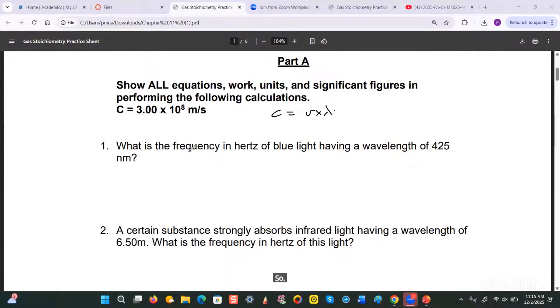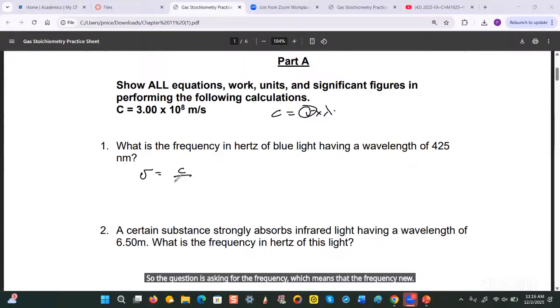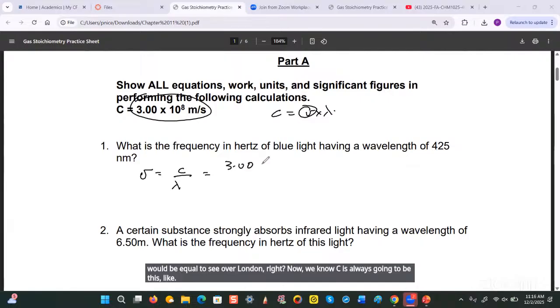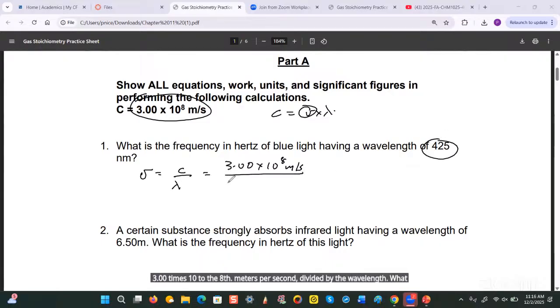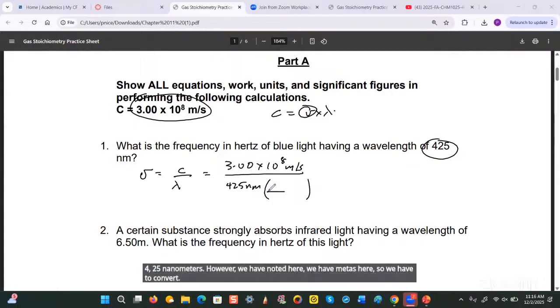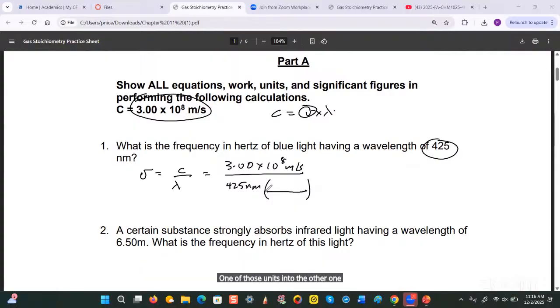So the first question says, what is the frequency in hertz of a blue light having a wavelength of 425 nanometers, all right? So the question is asking for the frequency, which means that the frequency nu would be equal to C over lambda, right? Now we know C is always going to be this value, 3.00 times 10 to the 8 meters per second divided by the wavelength. What's the wavelength? 425 nanometers. However, we have nanometers here, we have meters here, so we have to convert one of those units into the other one. So I'm going to convert the nanometers into meters, and 1 nanometer would be the same as 10 to the minus 9 meters.